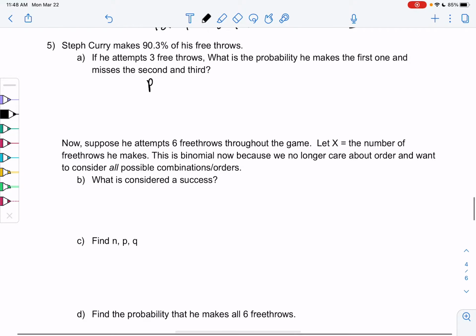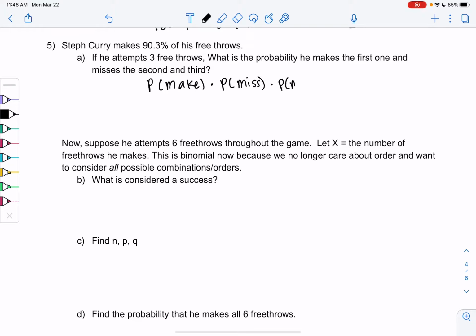So we have to go back a little bit. That's the probability of make, right? Remember when we do those follow-by events, we multiply? We did a similar example in the notes. I think it was free throws actually, but it wasn't Steph Curry.